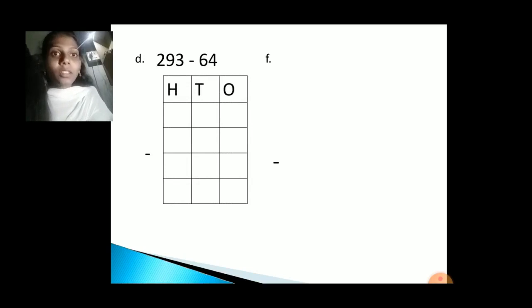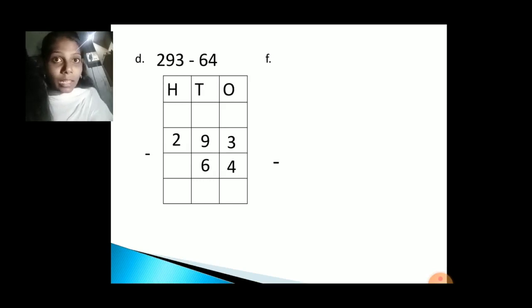Okay. So first we will place 293. Right? So we will place 3 at ones place, 9 at tens place, 2 at 100 place. So now see this number, read this number, 293. Now we will place 64. For 64, first we will place 4 at ones place and 6 at tens column. Now we will solve this sum.